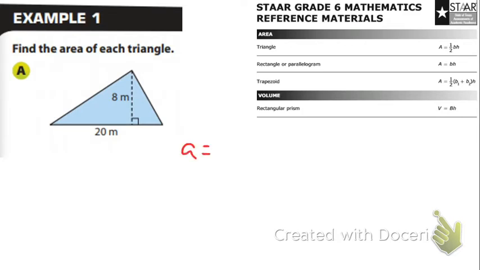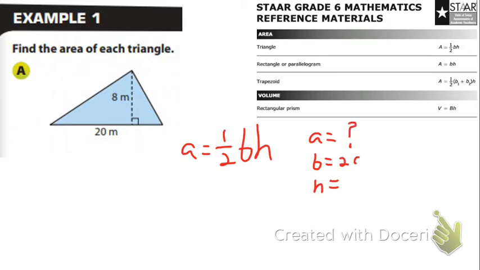So here we have a triangle. The formula is area equals 1/2 base times height. Here, ladies and gentlemen, they're asking us for the area, so let's put a question mark there. The base here is 20. The height is 8 meters. So now we have all that we need. Let's substitute those values into the formula.